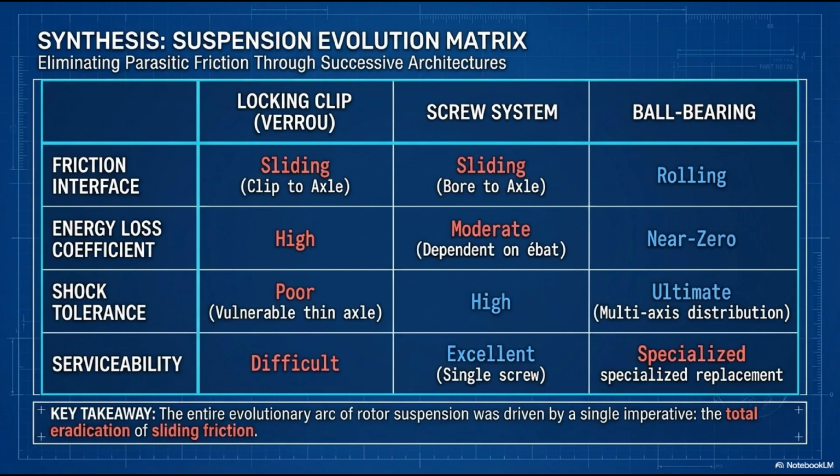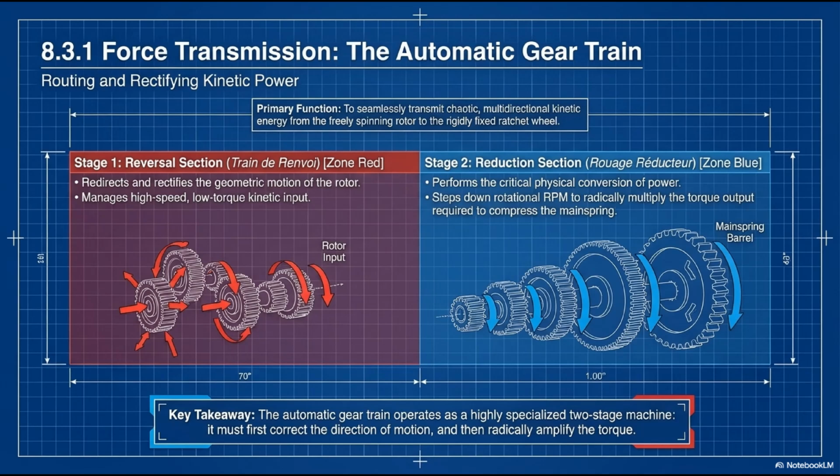The key takeaway is clear. The entire evolutionary arc of rotor suspension was driven by a single imperative, the total eradication of sliding friction to maximize winding efficiency. Now that we have a freely spinning, highly efficient rotor, we must harness its power. This brings us to force transmission, the automatic gear train, whose job is routing and rectifying kinetic power.